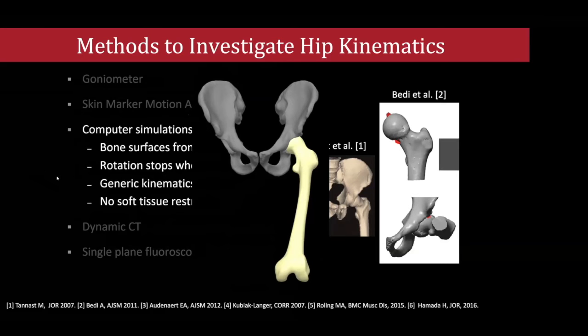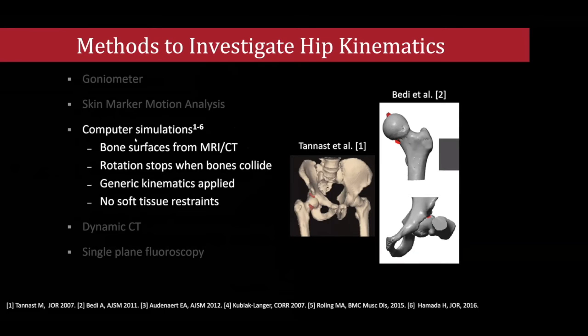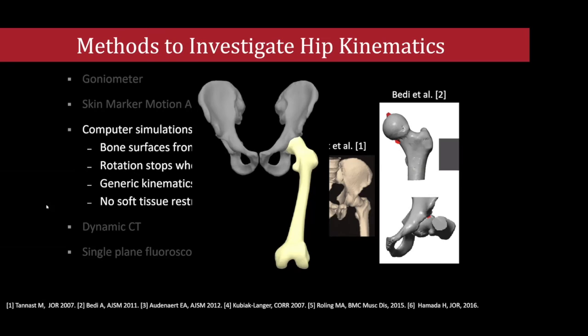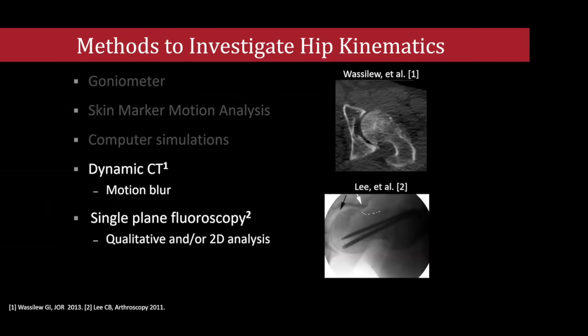The issue with that is that you have generic kinematics and there's really no soft tissue restraint. So it's just really where the bone hits, which is not very realistic in my opinion. Other techniques include dynamic CT, which is not so popular because there's a lot of motion blur, and because the individual is lying supine in the scanner, it's not physiologic in terms of loading. Single plane fluoroscopy has also been used, but there are pretty large out of plane errors.